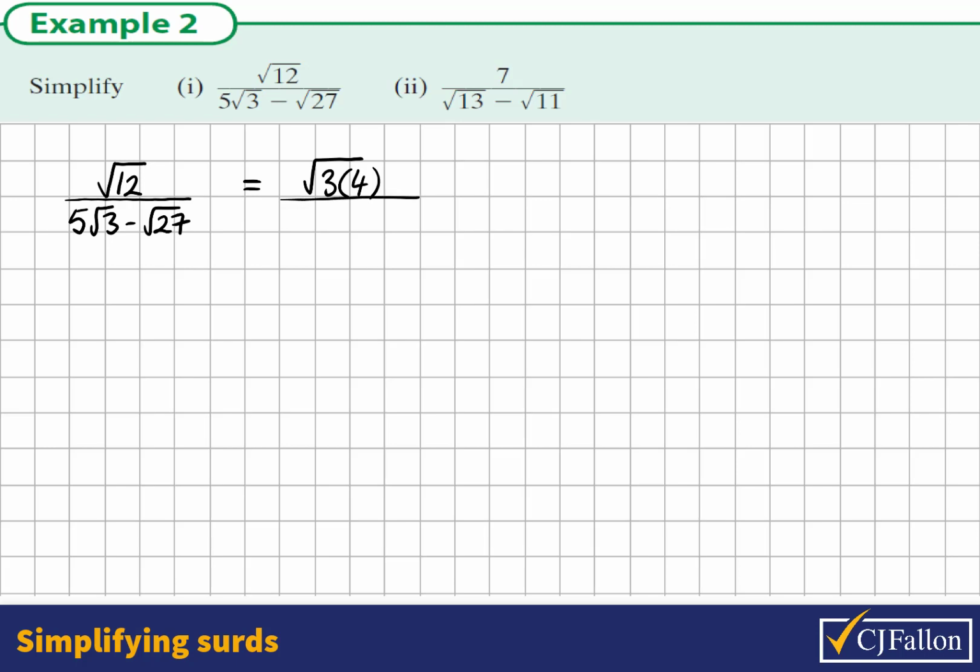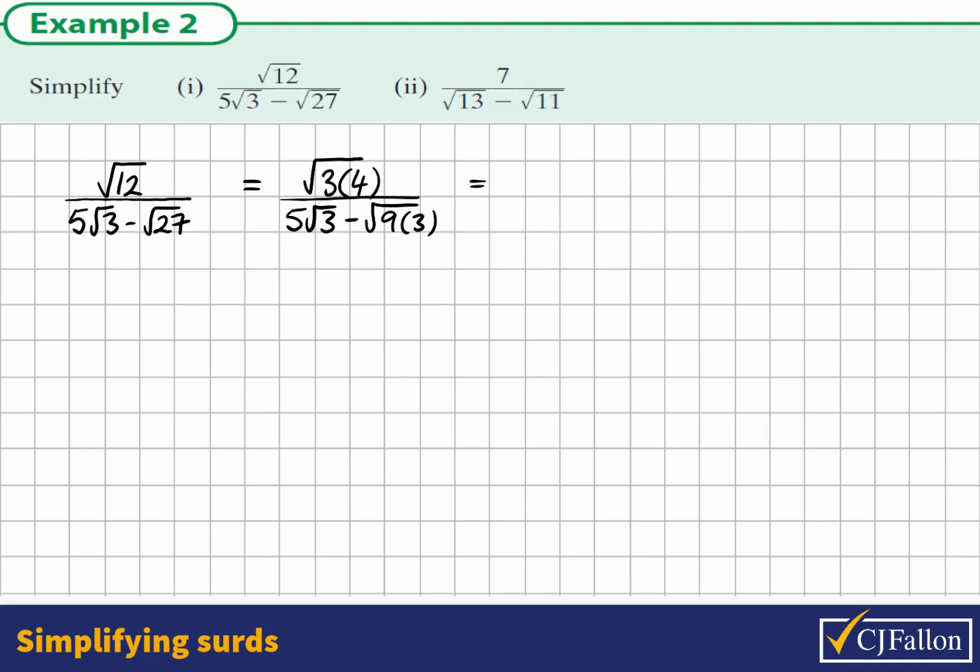Underneath the line we have 5 root 3. There's not much to be done with this. And we have negative root 27. Again, what perfect square goes into 27? We might think that 27 is 3 groups of 9, and 9 is a perfect square. So the square root of 27 is the same thing as the square root of 9 times 3.